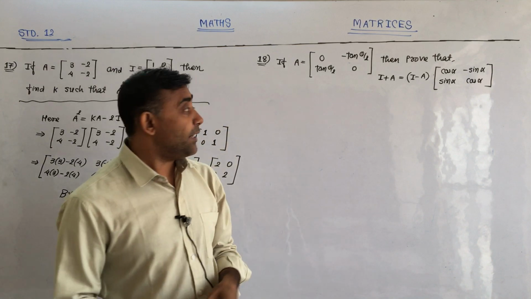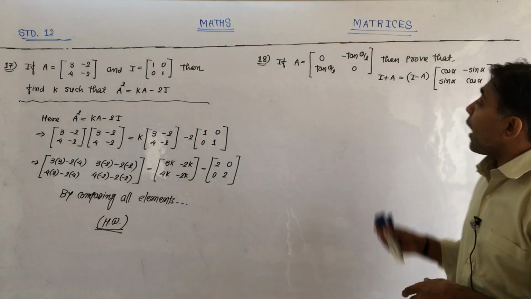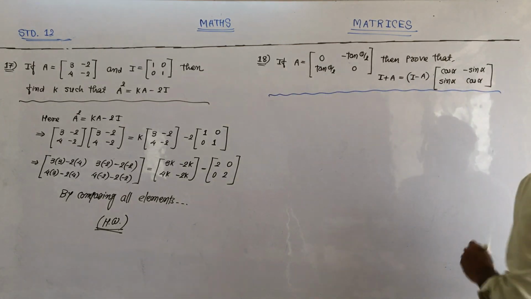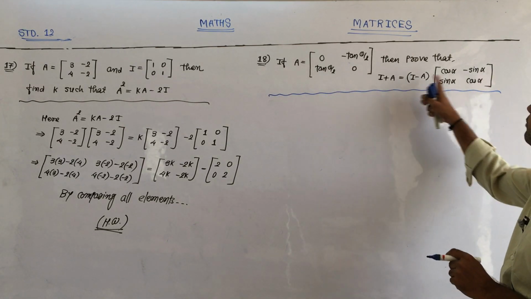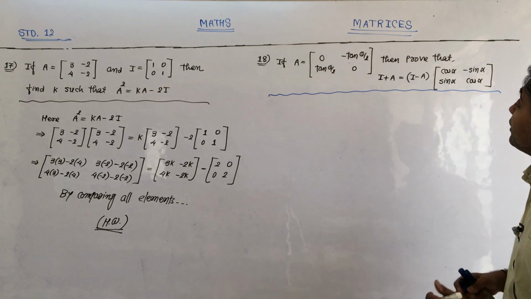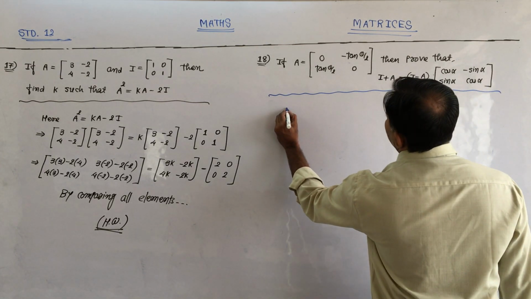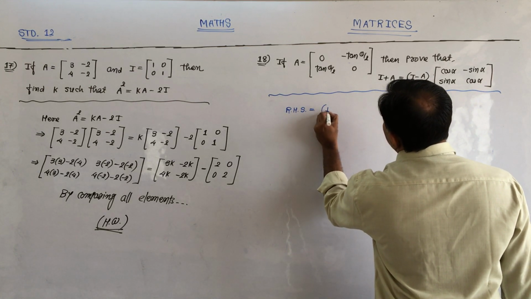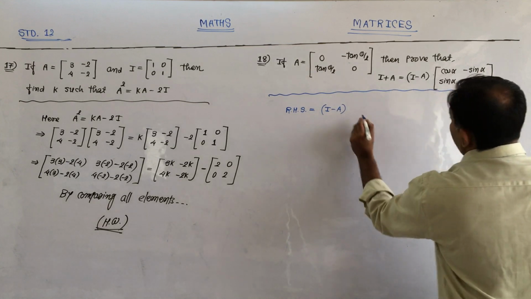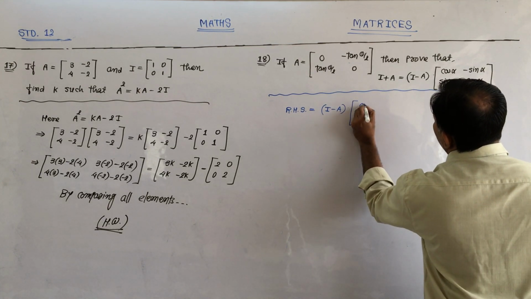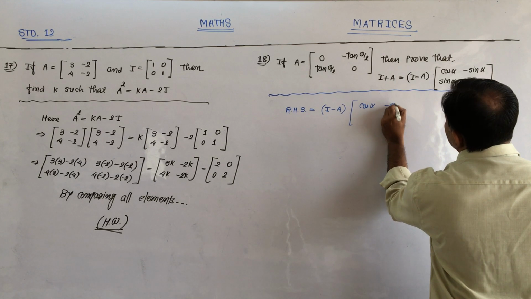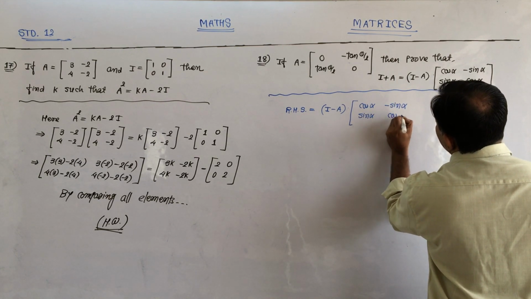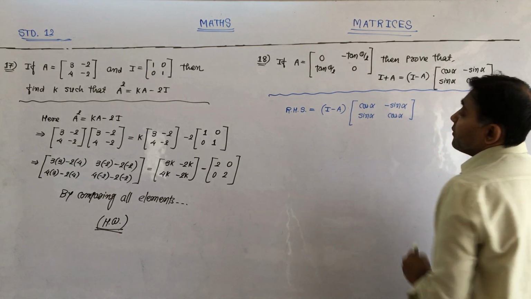So how can we prove? Let us see. Actually I just prove RHS equals to LHS in this example, not LHS equals to RHS, because RHS is a multiplication of two matrices. So let us start with RHS. RHS is actually I minus A into this matrix, cos alpha, minus sin alpha, and cos alpha. See, it is the given matrix.